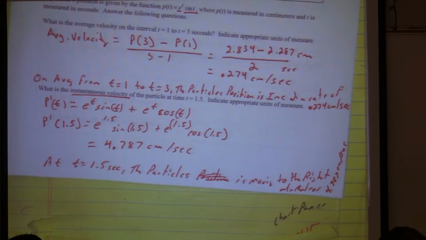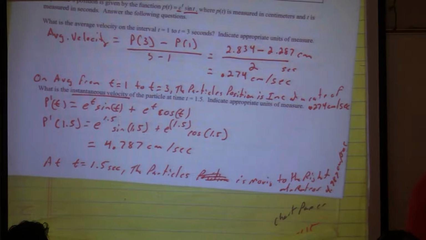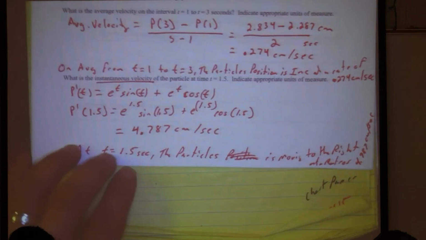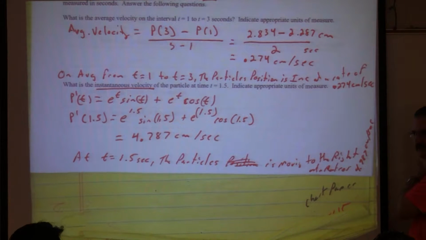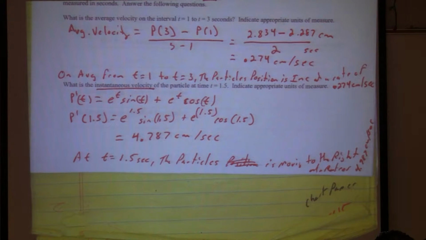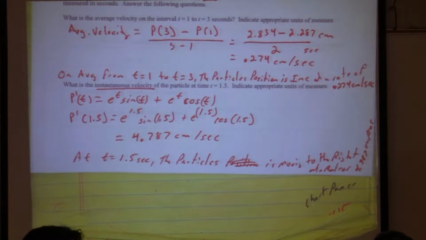To the right. Now they told me to put to the right. At a rate of 4.787 centimeters per second. But we have also said the particle's position is increasing at a rate of 4.787 centimeters per second. But since you guys are like physics geniuses, you're thinking that's a little weird, right? Yes, it's kind of weird. So maybe you already made the connection that the sign of the velocity tells you the direction that the particle is moving? Yes? Alright, cool.